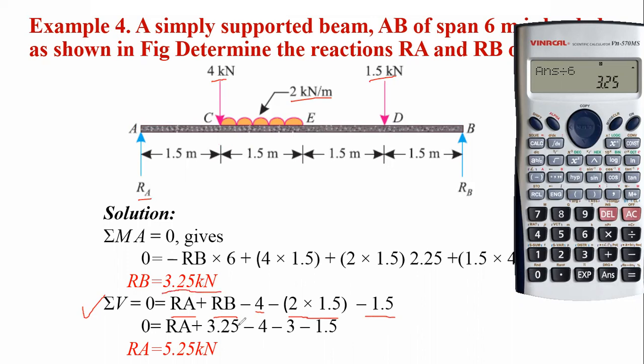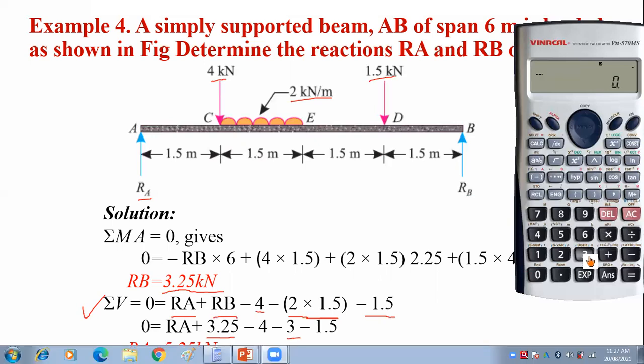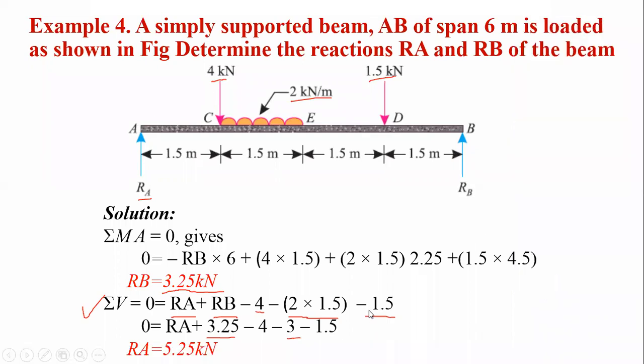Now simplify the term. Here, as we know, reaction RB is 3.25. This 2 multiplied with 1.5 is 3 over here, and minus 1.5. Now solve the term. 3.25 minus 4 minus 3 and minus 1.5 becomes minus 5.25. Now minus 5.25, if you take it to this side, becomes a plus term. That's why your RA is equal to plus 5.25 kilonewton. This is nothing but your reaction RA and RB.